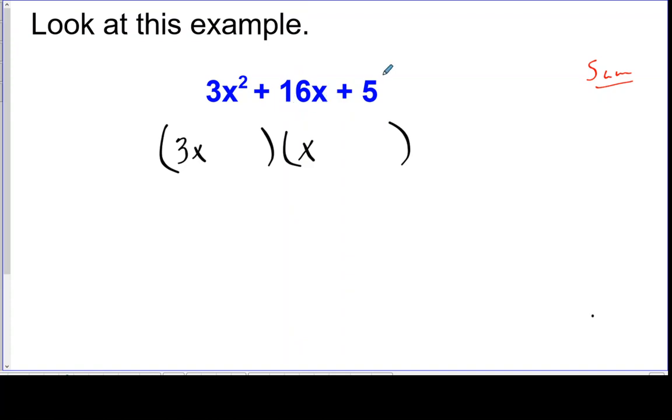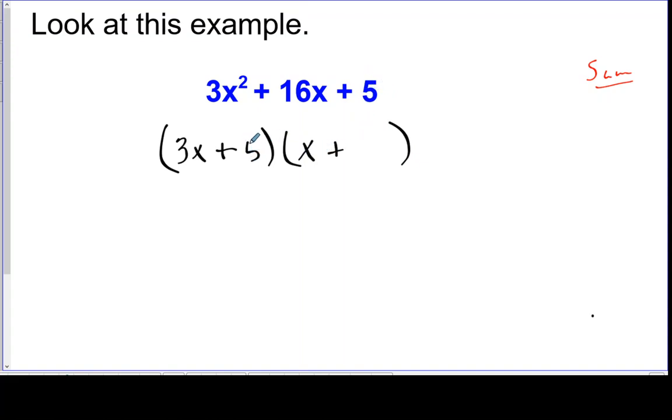Well, look at the signs like you did last week. It says plus 5, so the only way to get positive 5 is to either make both of these negative, minus times minus, or to make them both positive. Well, look at the middle term. The sum of the two terms has to be positive 16, so the only way to get positive 16 is if you add a positive and a positive, so we know that it's going to have to be plus and plus for both binomials. And now just think about, what are the factors of 5?